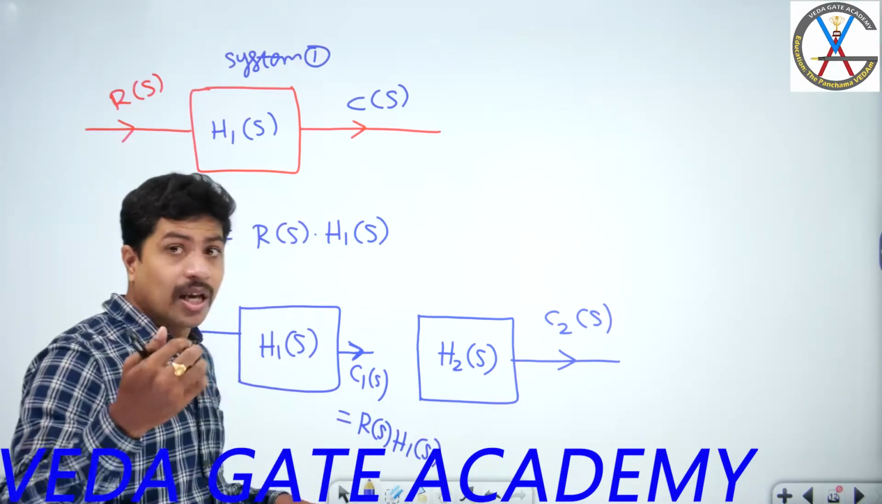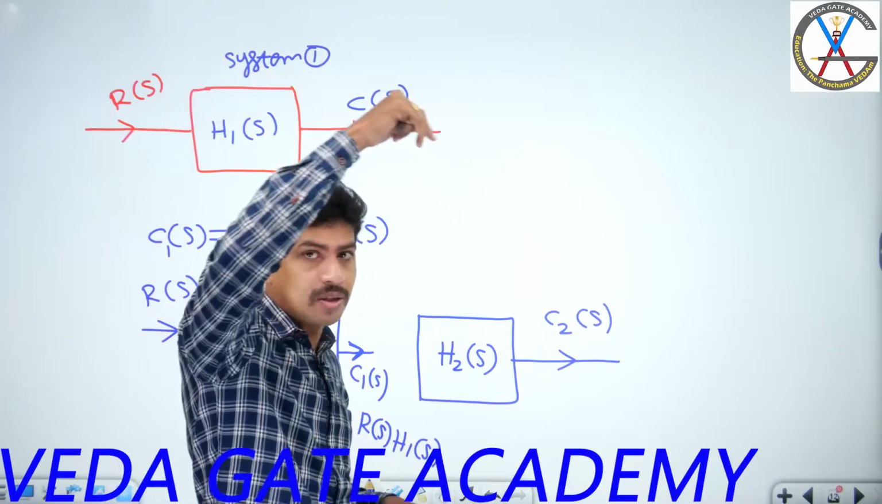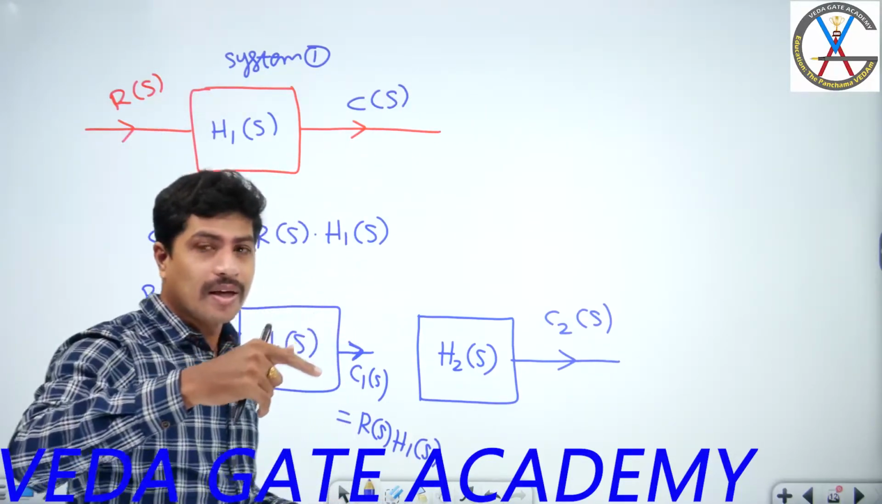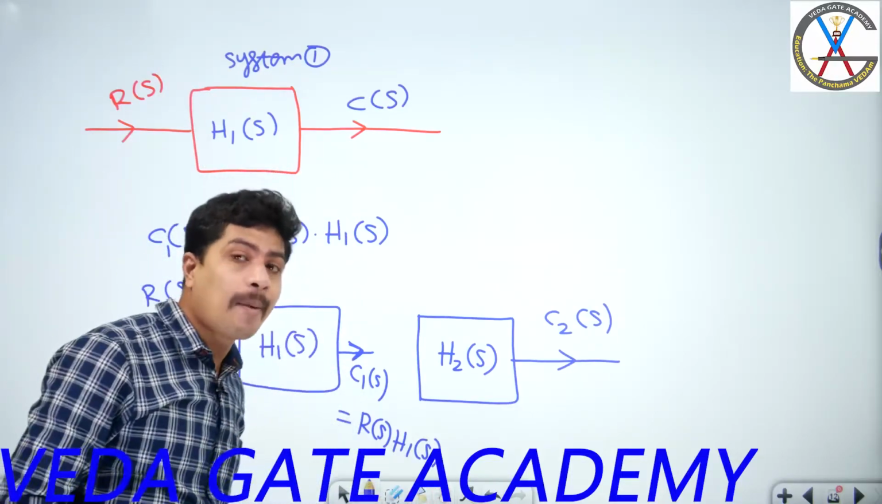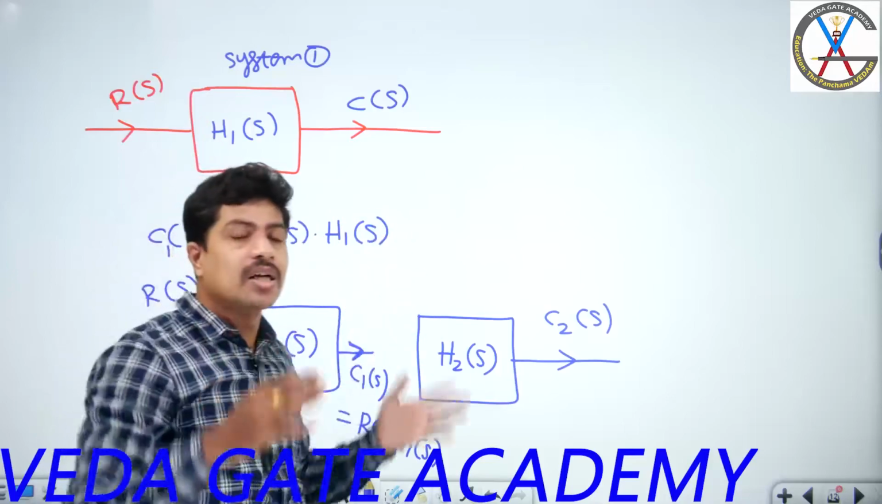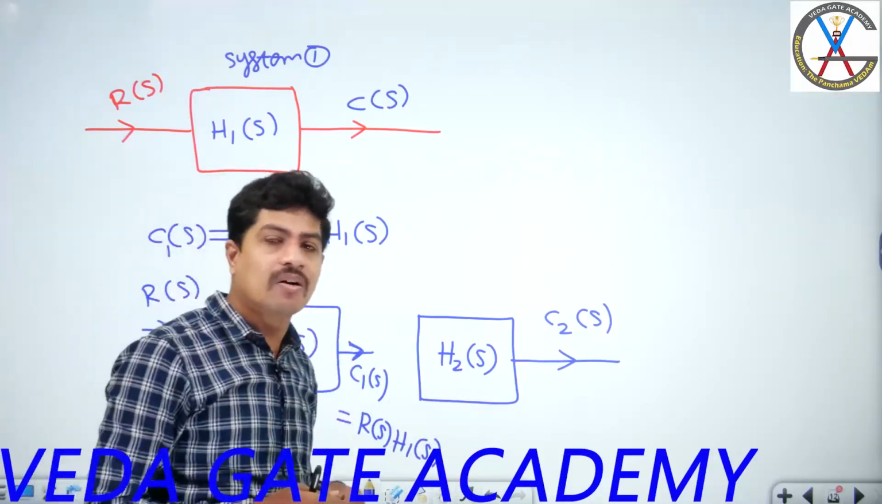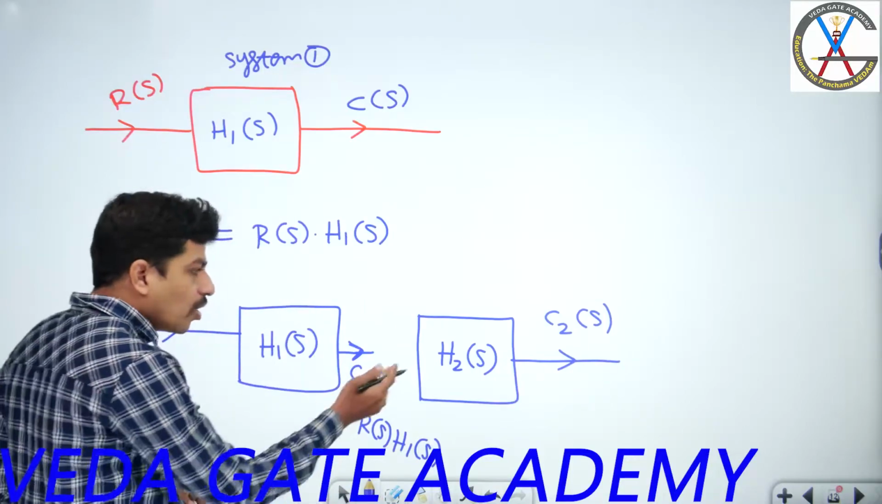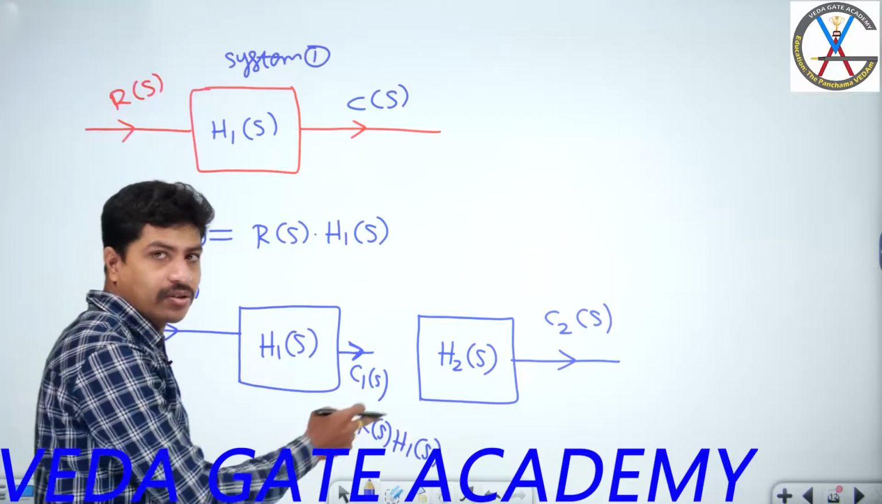See, previously, without the 10 ohms, we had 0.5 amperes, 5 volts and 5 volts. As and when we introduce a new 10 ohms, what happened? It changed. Current became 10 by 15. Voltage, everything got changed. Here also, without this H2 of S, this is C1 of S. How much is it? R of S into H1 of S.